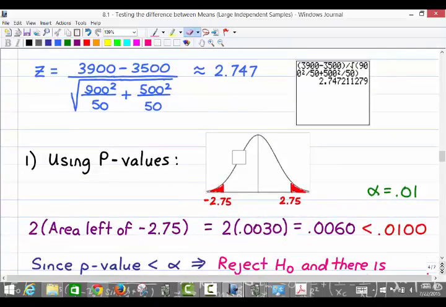If we use p-values, this is a two-tailed test. So if you're doing this manually, whatever you get, positive or negative, you might as well put the number on both sides. To get the p-value, you can get the negative off the chart and just double it because it's symmetrical. Whatever you find on the left is the same as the right. So as I have written right here, it's 2 times the area left of negative 2.75. You look up negative 2.75 on the Z chart and get 0.003. 2 times that will give you 0.006.